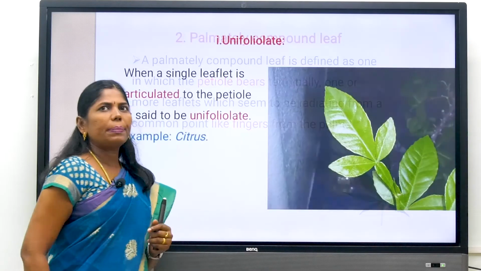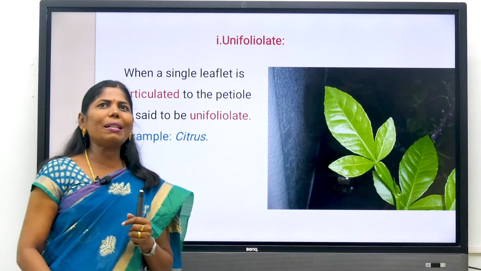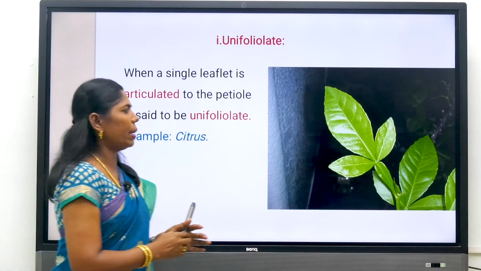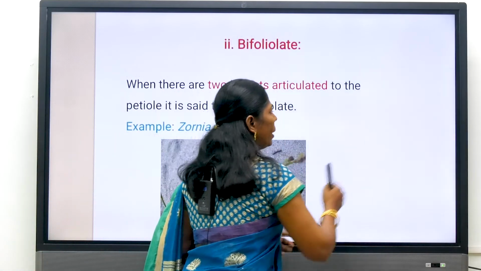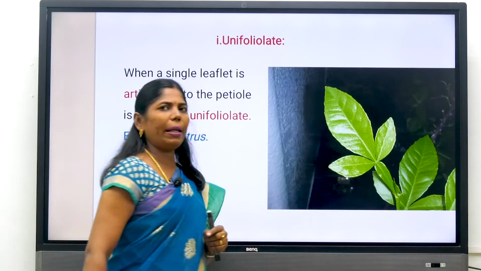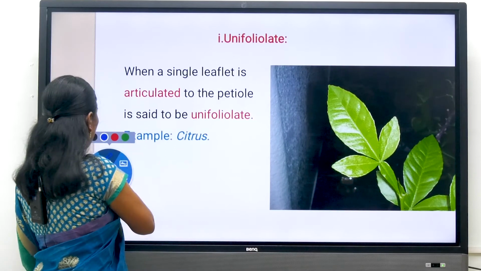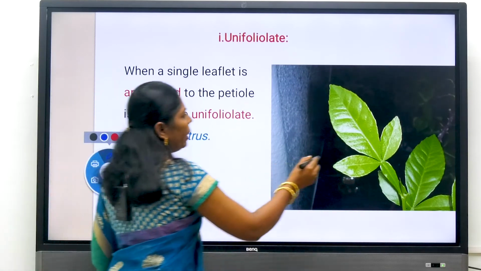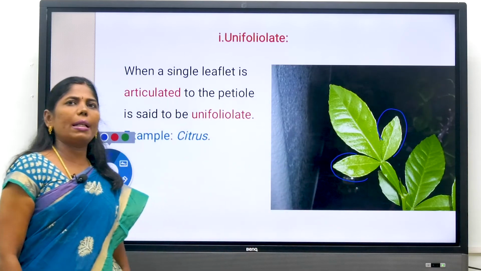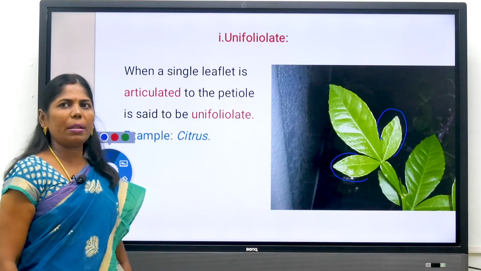Next one is unifoliolate. Unifoliolate means a single leaflet is articulated to the petiole. Only one leaflet is there, and that one leaflet is articulated, meaning it is divided here, the main leaflet is divided here. Since it is divided like this, we call it articulated. A single leaflet articulated to the petiole is said to be unifoliate. An example is the citrus plant.